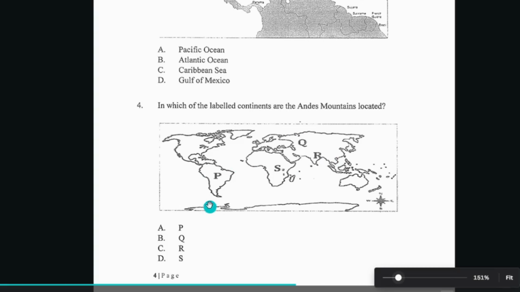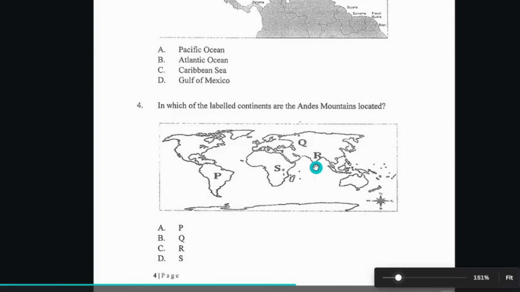We know that P is which of the continents? Before I say it, which of the continents is this? Okay, if you said South America, then you are correct. How about S? If you said Africa, then you are correct. How about Q? If you said Europe, then you are correct. And R, if you said Asia, you are correct.